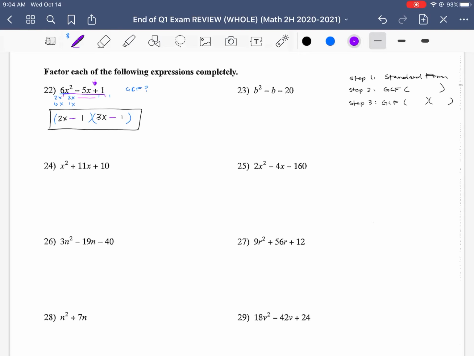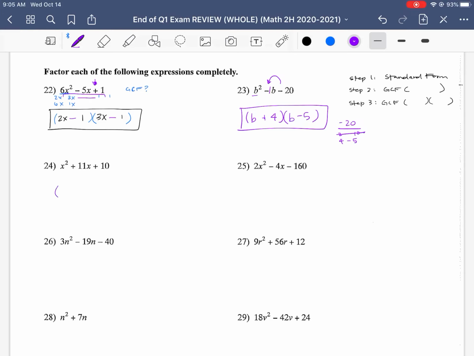Number 23, again, we look for a greatest common factor. There's no greatest common factor that divides out of these, so we just go ahead and split it up. Now this one splits up nicely because it's just b squared, so we go b and b, and then we look for factors of -20, right? They're going to have a difference of -1. So it could be 2 and 10, but that has a difference of 8. Could be 4 and 5. That has a difference of 1, and we want it to be a -1, so we're going to do 4 minus 5 to get the -1, or in other words, a +4 and a -5.